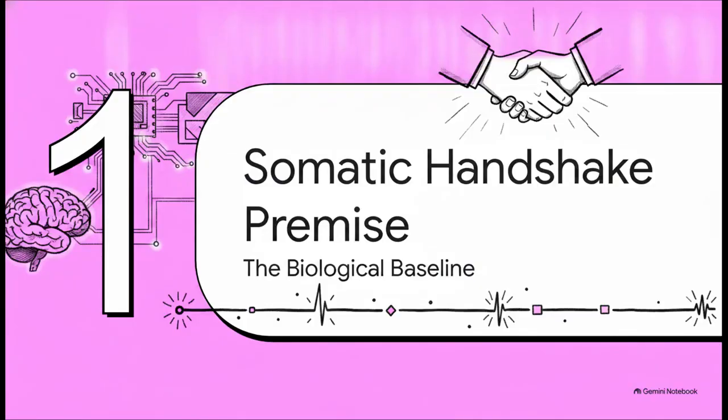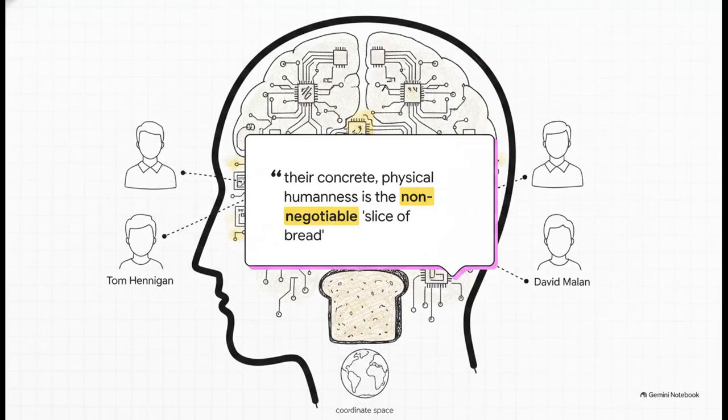The somatic handshake premise. To really grasp this complex mapping, we've got to start at the author's absolute baseline. In this JAX-compiled systems framework, absolutely everything is anchored to physical reality. The source material explicitly points to two subjects, Tom Hennigan and David Milan. The text argues that there is zero split between the mind's mathematical planning and the body's physical execution. Their concrete, physical humanness is described as the non-negotiable slice of bread. It's a great metaphor, right? Without this physical bodily foundation, the entire coordinate space literally has nothing to map onto.